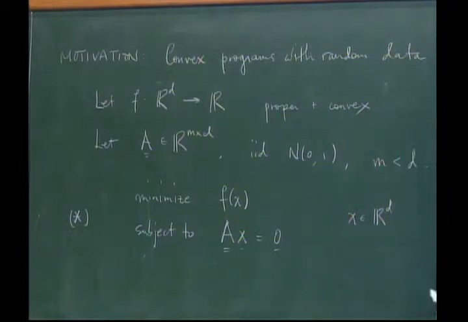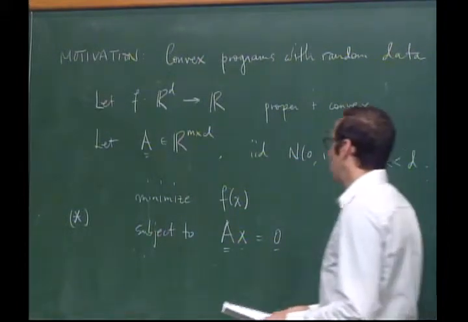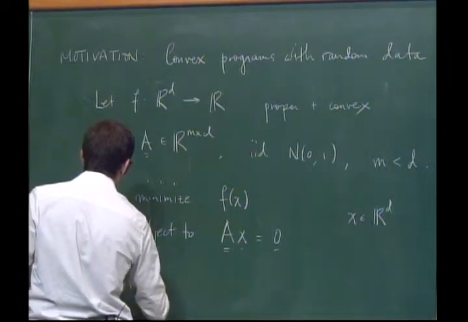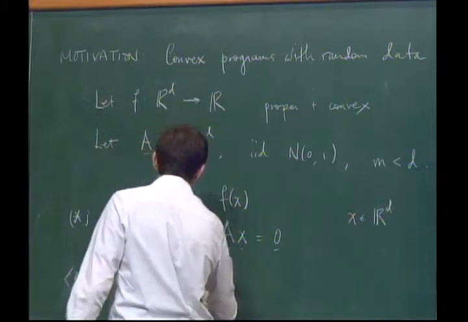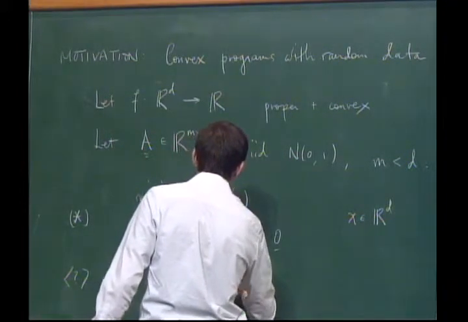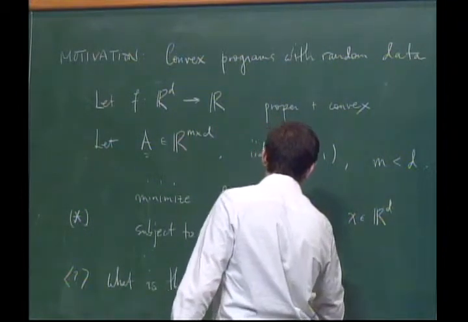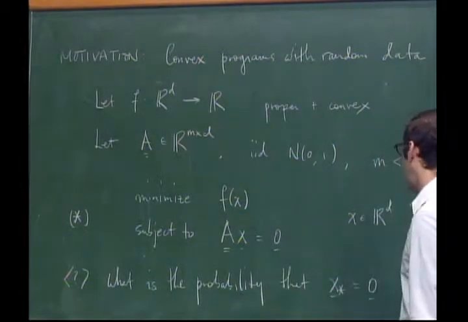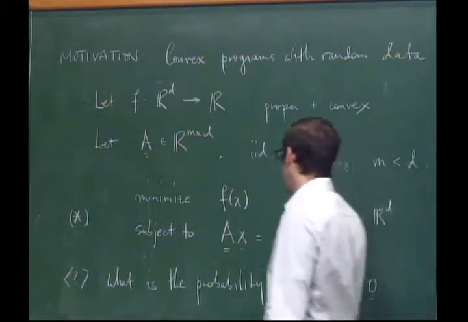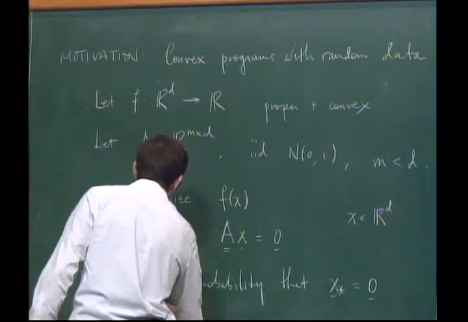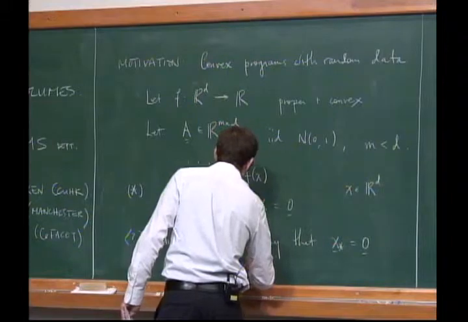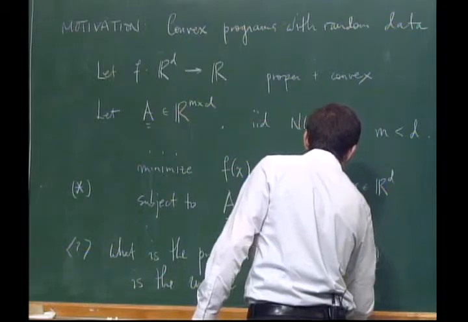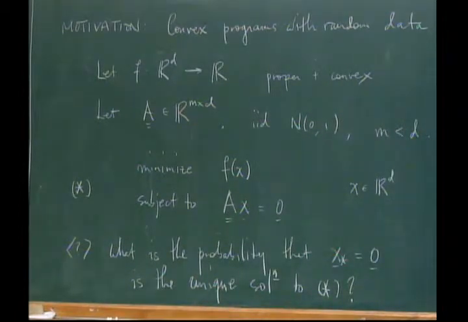Okay. So the question that we're going to be looking at here is, what is the probability that the unique solution to this optimization problem is the 0 vector? So this is what we'd like to understand in this setting.